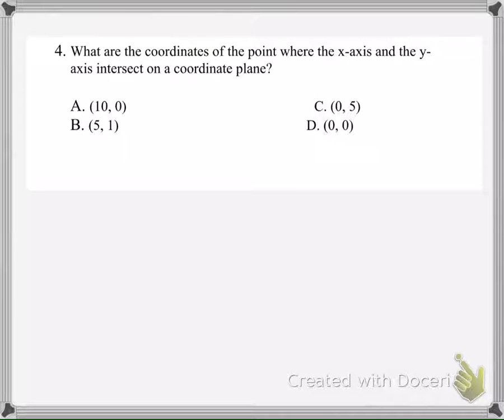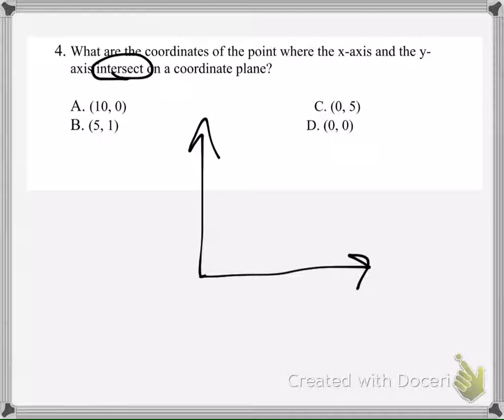Number 4, what are the coordinates of the point where the x and the y axis intersect on the coordinate plane? Well, if you remember, the word intersect means that they meet, that they cross, that they match there, okay? So here's my x-axis, here's my y-axis. The point where they meet is called the origin.